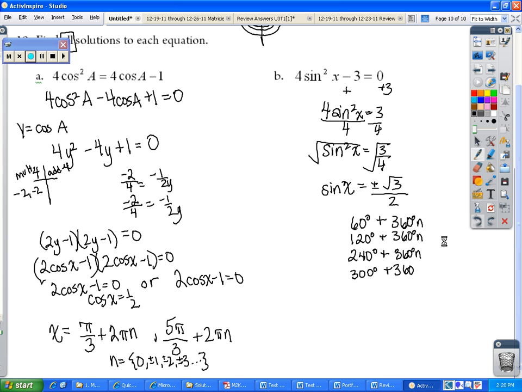And that's again where n equals 0, plus or minus 1, plus or minus 2, plus or minus 3, etc. You could also write these in radians. You could do pi over 3, 2 pi over 3, 4 pi over 3, and then 5 pi over 3, each plus 2 pi n. If you have any questions, ask one of your teachers.